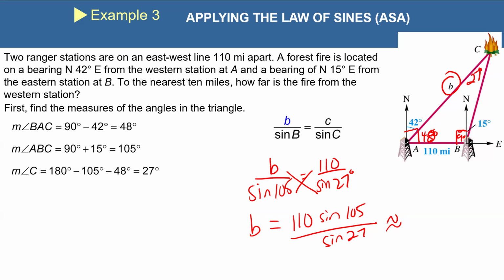So we have the west tower is A, the east tower is B. So therefore the fire is your C. 110 is the measurement, the side, in miles. Angle C is 27 degrees. Okay. This is your A, your B, your C. No, you're good. And then you just cross multiply and divide. Yeah, exactly. Yep.